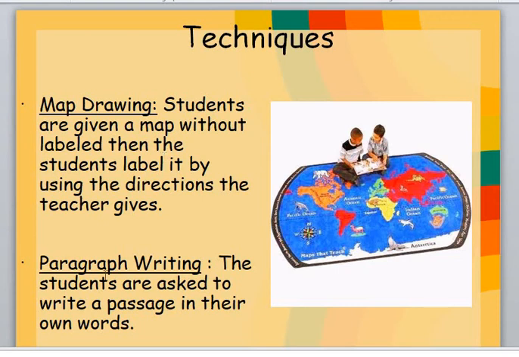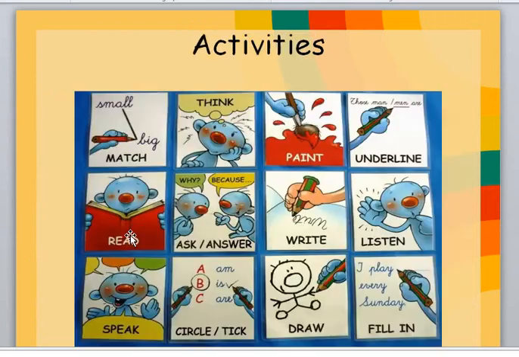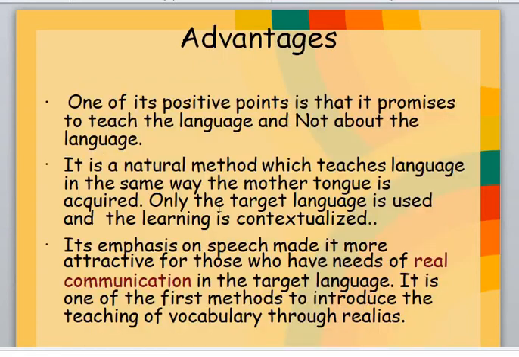And paragraph writing is not ignored here. The students are asked to write a passage in their own words. It basically develops the critical thinking skills of the students, and along with this, they become able to express their ideas in written form. And different types of activities are given to the students for developing their spoken, or we can say communicative skills. So this is basically the purpose of the direct method of teaching, because they want to develop the communicative skills of the students.